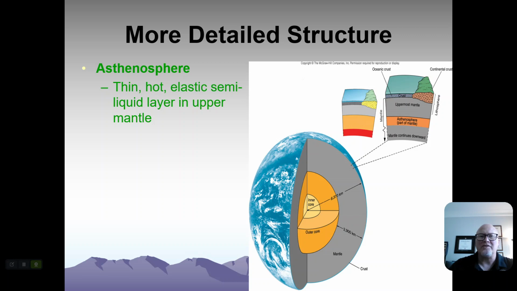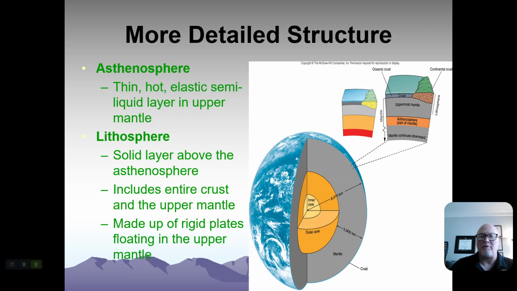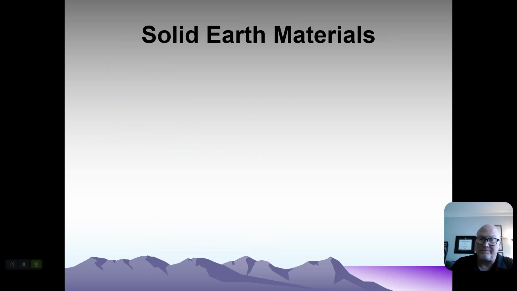So the asthenosphere is a thin, hot, more elastic, semi-liquid layer of the upper mantle, and the lithosphere is the solid layer above the asthenosphere, which includes the entire crust plus the upper part of the mantle, and it's made up of rigid plates that are floating on the mantle. And these would be our tectonic plates.